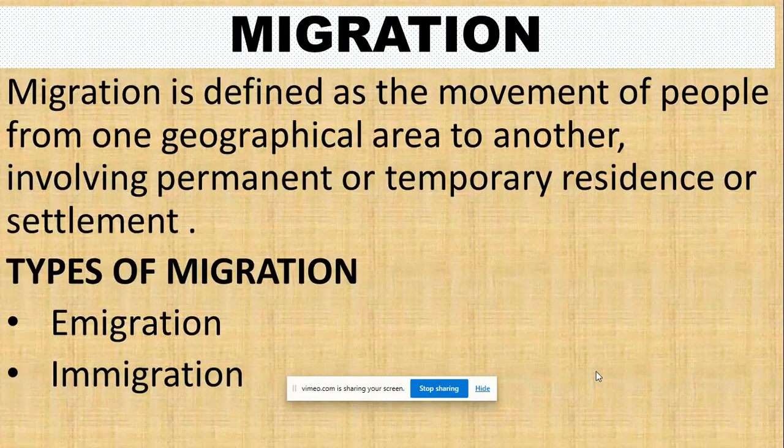So we have two types of migration: emigration and immigration. So these are two types of migration. There are people moving in and out of a particular country for the purpose of what they want to achieve at the end of the day.